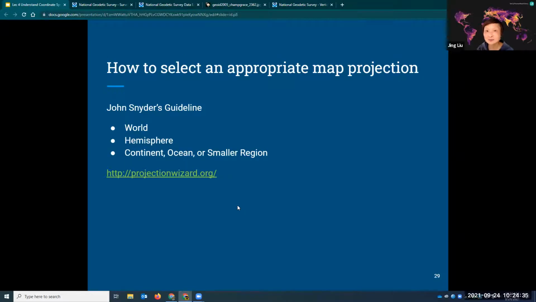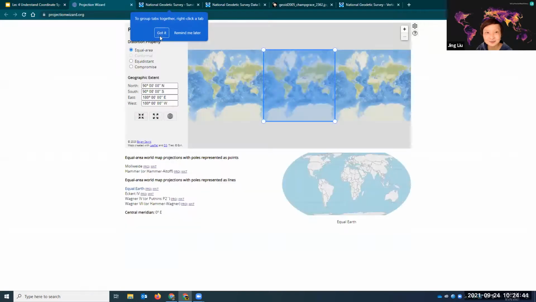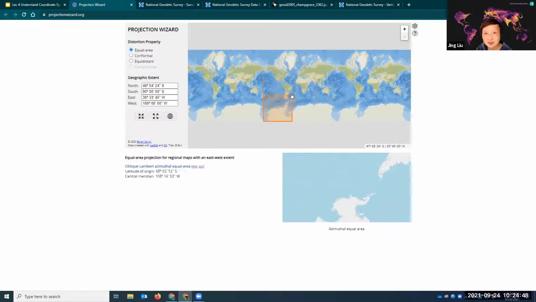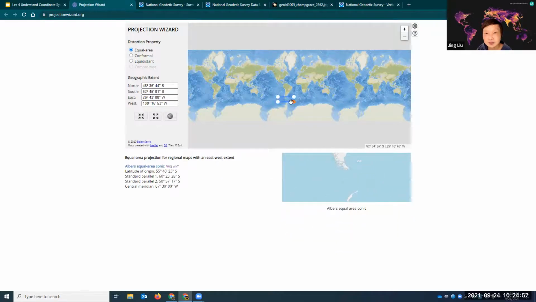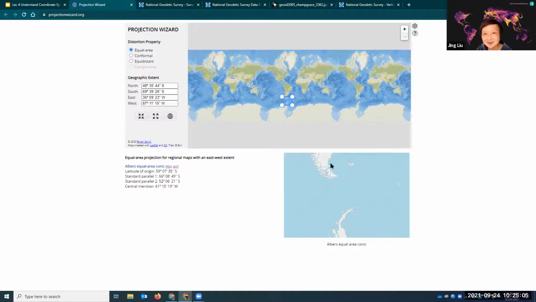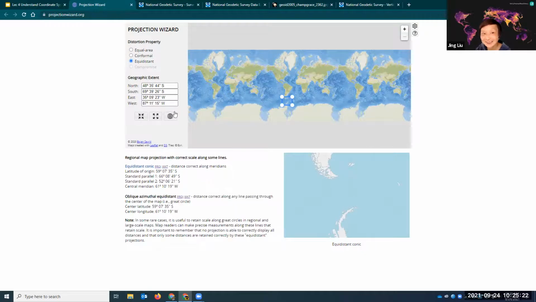All right, and then how to select the appropriate map projection? There's no right answer. Let me give you a tool called Projection Wizard. If you go there, you actually can drag a box to the study area you want to study. So for example, let's go here because I want to ship from the south tip of South America all the way to Antarctica, and I want to make my route across the ocean right here. Then I want to maintain distance. And then here is your map projection. You want to use this one, equidistant conic, and these are your standard parallels, and this is your origin.